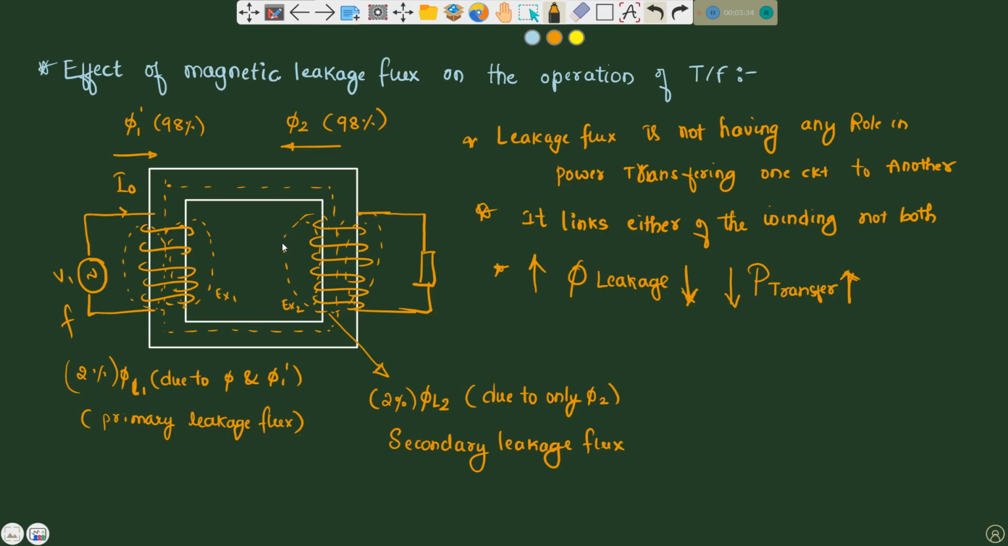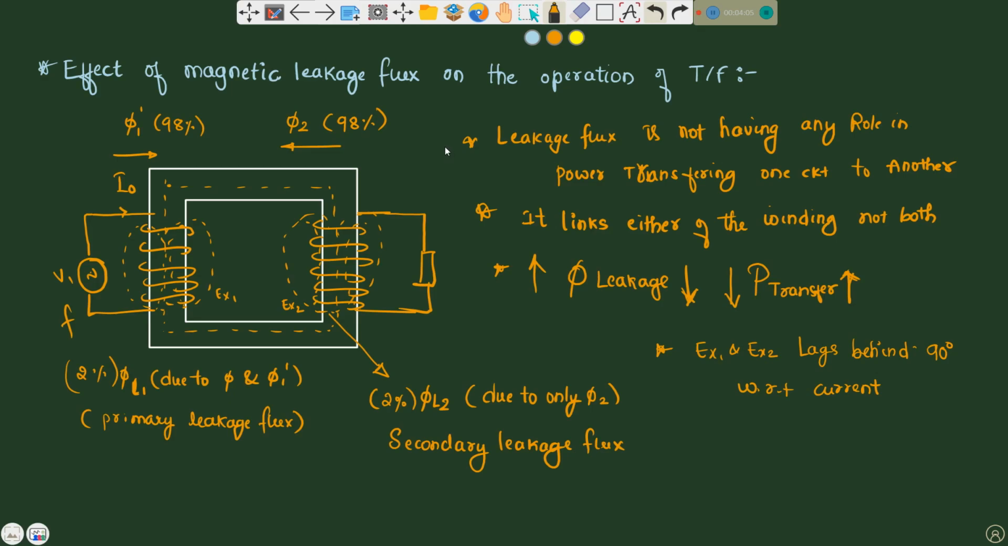Which lag behind the respective currents by exactly 90 degrees. EX1 and EX2 lag behind by 90 degrees with respect to the currents, which we are going to see in the phasor diagram while drawing it. Understood?